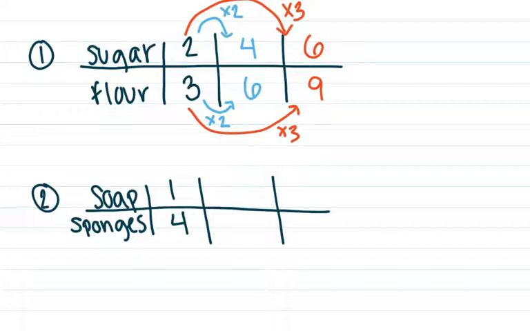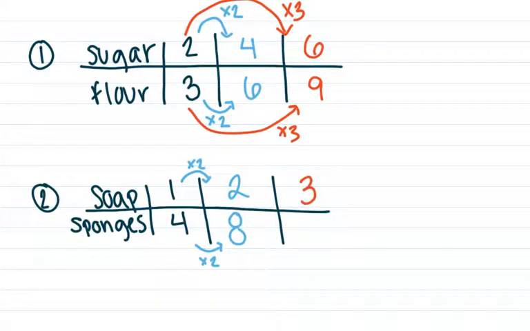Let's take a look at number 2. I have 1/4. If I have 1 container of soap for every 4 sponges, and I had 2 containers of soap, that would mean I would need 8 sponges. So again, if I multiply this top by 2, I am multiplying the bottom by 2 in order to keep that ratio equivalent. All right, what happens if I decide that I would like to have 3 containers of soap?